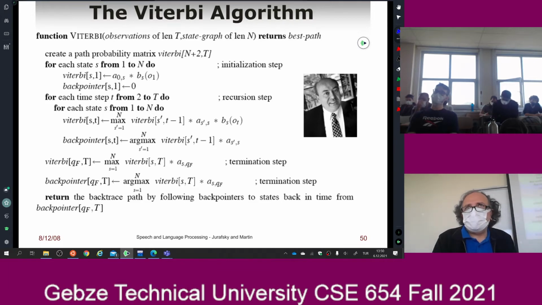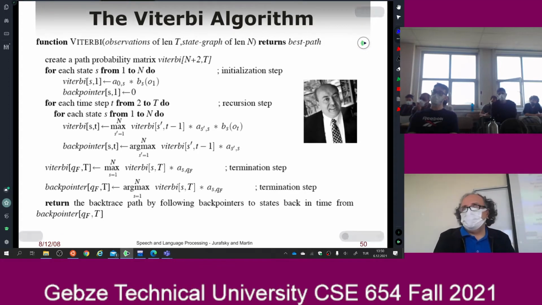Actually, dynamic programming is Bellman. You know Bellman, right? Bellman is way before Viterbi, in the 1950s. But even before that, in the 1600s, 1700s, people were using these kinds of algorithms. Okay, so this is what we do.